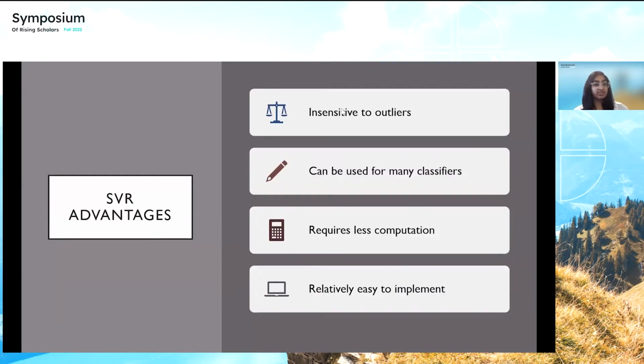So the advantages of SVR is it's very insensitive to outliers, because if there's data points that are slightly off, it doesn't make as much of a difference in how the hyperplane is defined, and it doesn't really affect the model. It can also be used for many classifiers because you can have multiple hyperplanes and also multi-dimensional hyperplanes to look at more features. SVR also requires less computation than most algorithms and is much easier to implement.